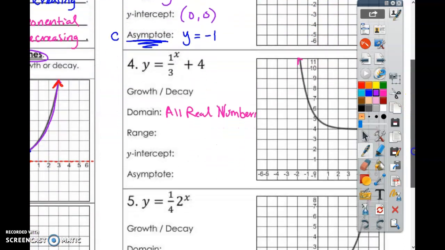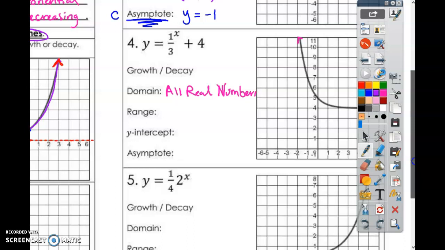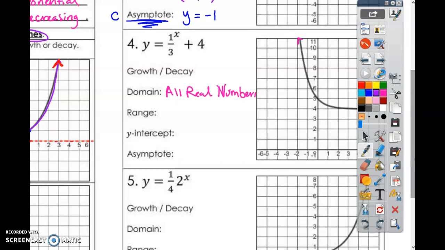Okay. Problem number 4. What's my asymptote here? +4. So y equals 4. Why? Because on my graph, my imaginary line is at 4. Okay? What's my y-intercept? 5. My y-intercept is at 5, so (0, 5). And what is the range?